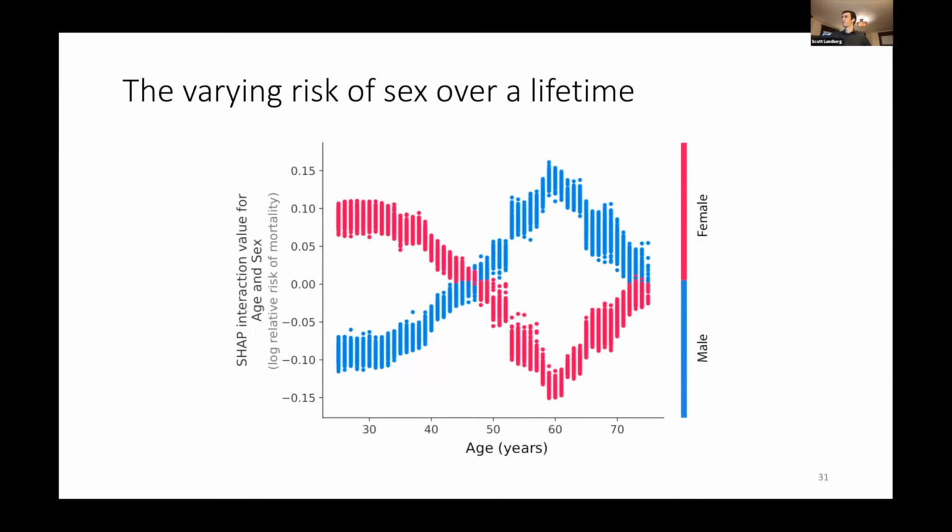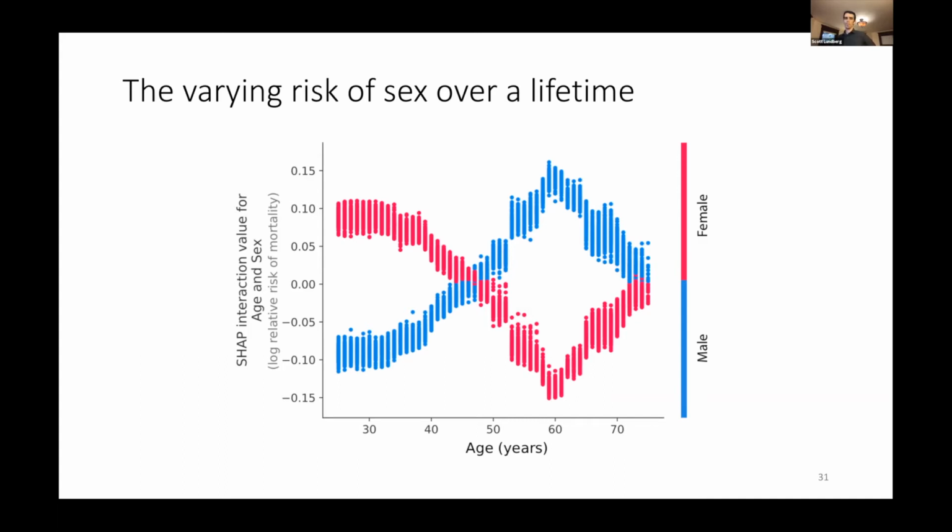And what we can see is that the difference between the risk of men and women, while always larger, so women always have a lower risk than men throughout their entire life, that risk difference is the largest at age 60. And this very clear picture, this clear peak is something that you would very easily miss if you weren't digging into these effects directly using these local scatter plot explanations.